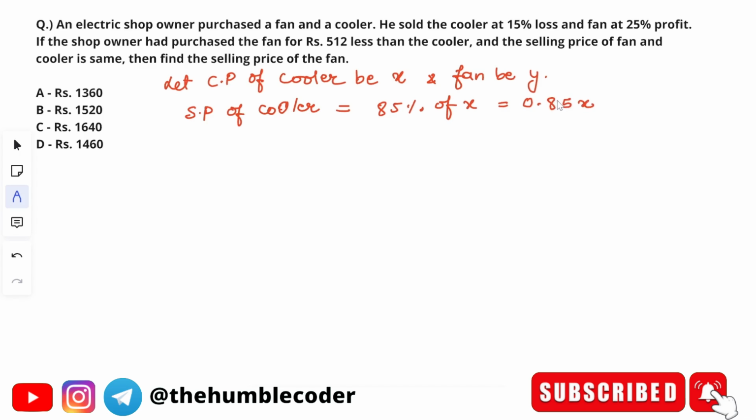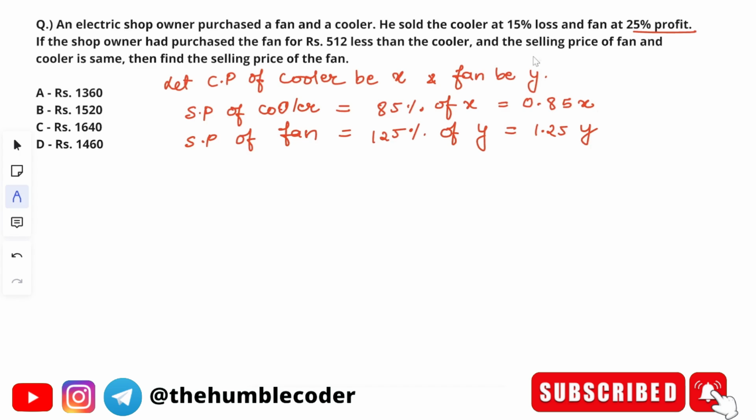Okay, in a similar way, for the selling price of the fan, he told us he sold this fan at a profit of 25%. So I will write the selling price of the fan as what? 25% profit means 125% of y, right? So this can be written how? 1.25y. Now we have the selling price of the cooler as 0.85x and the selling price of the fan as 1.25y.